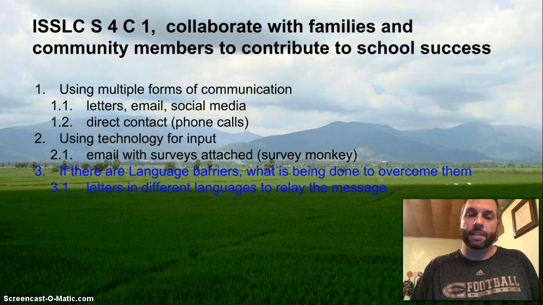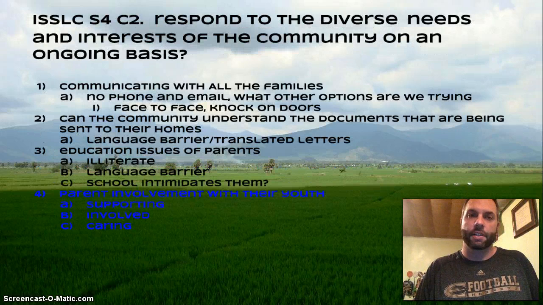What we did at our parent-teacher conferences, when the mom and dad showed up, we had them sit down and take a survey. If there are language barriers, what is being done to overcome them? Letters in different languages to relay the message.